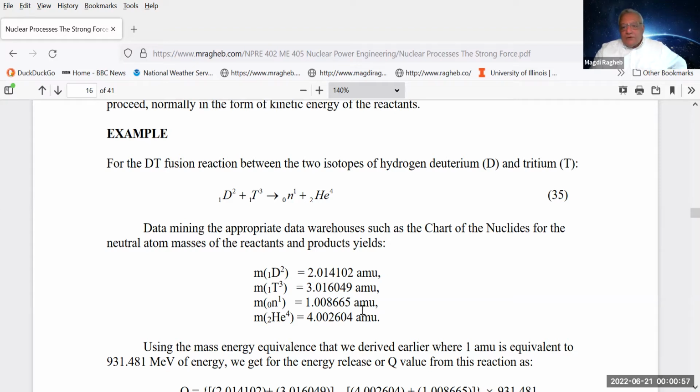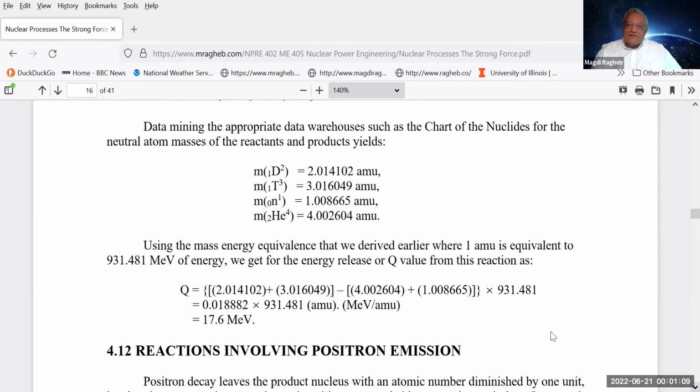But we know that one atomic mass unit is equivalent to 931.5 million electron volt of energy. So in that case, we can calculate how much energy is released from that hydrogen or DT reaction, as it's called, 2 here plus 3 with all the decimal points there. We cannot simply drop them because the difference appears at the second and third decimal points. So we take as many decimal points as we can.